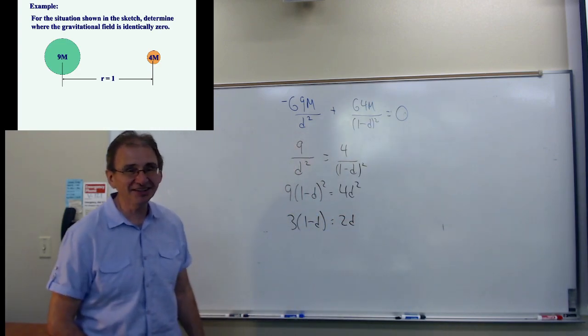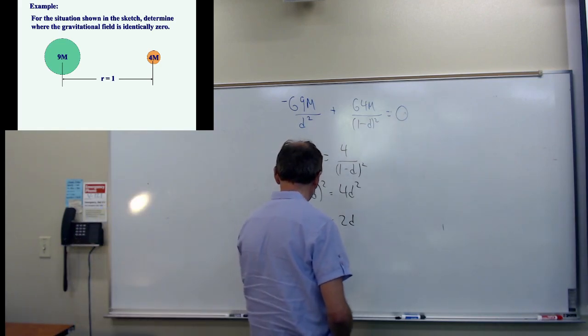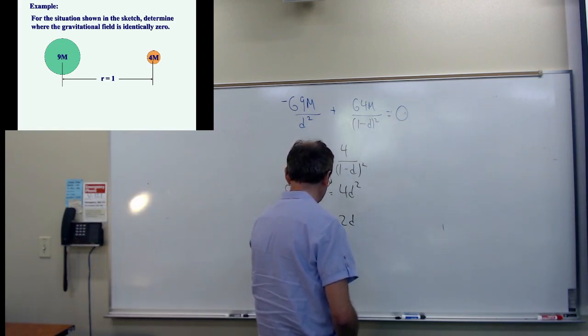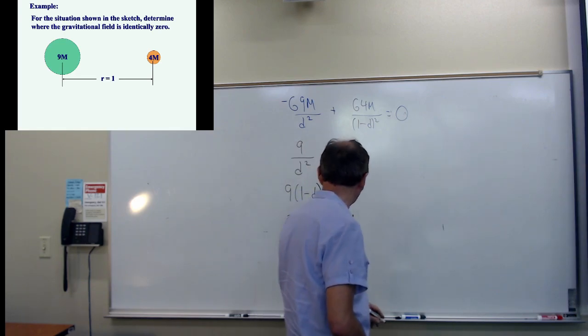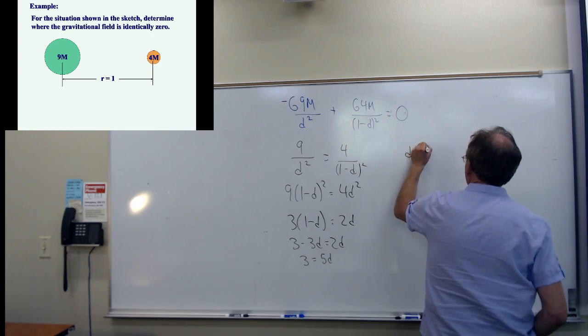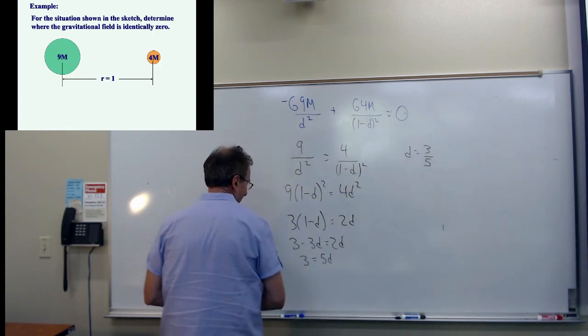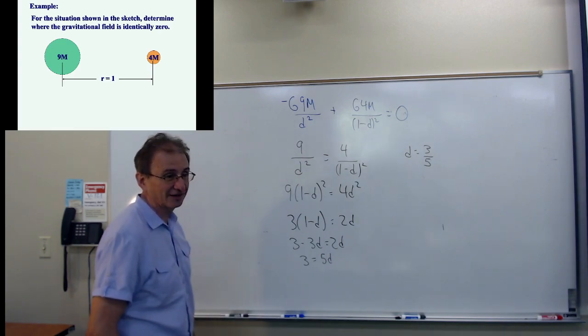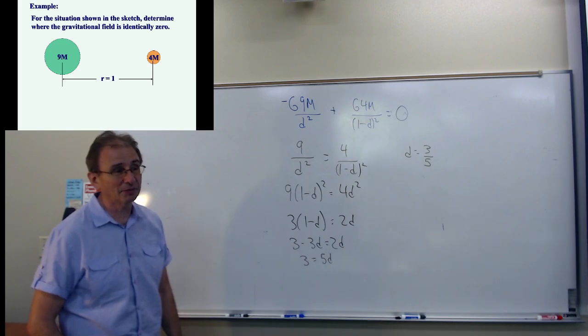Is that a little bit easier? Thank you, yes. Okay, and that's your answer. It's got to be closer to the 4m, right? Because the 4m is lighter.